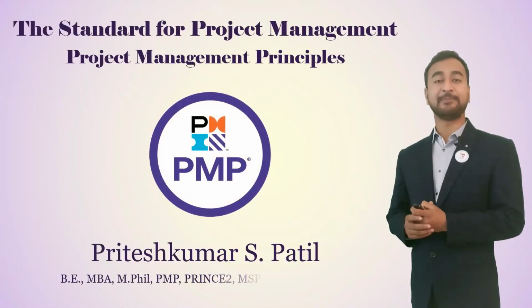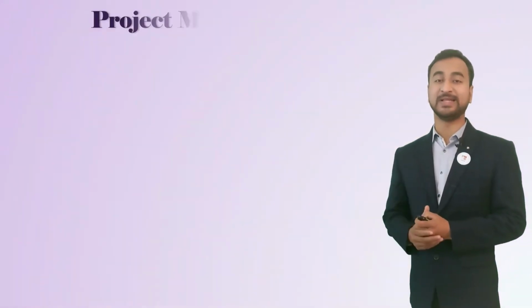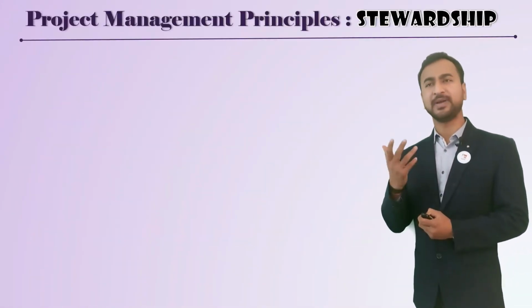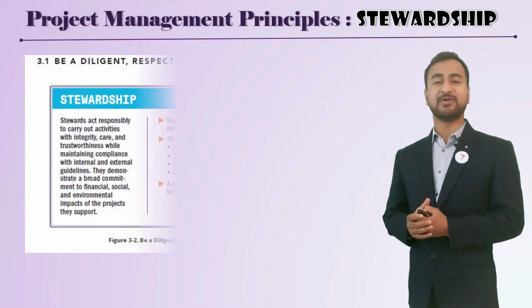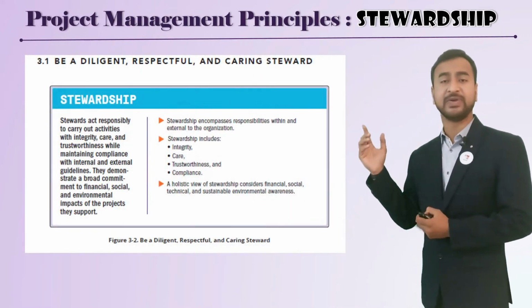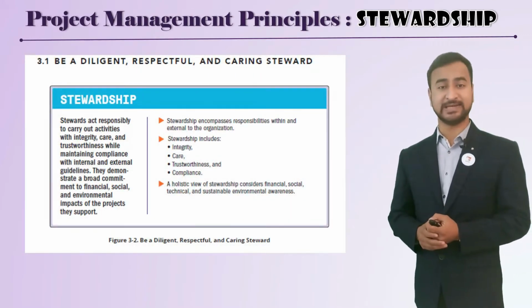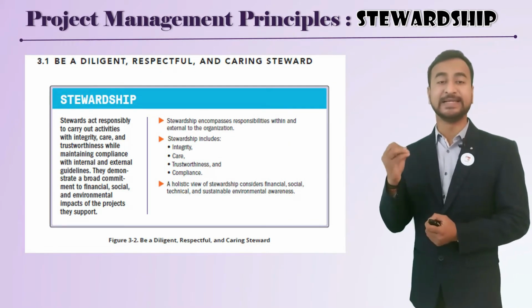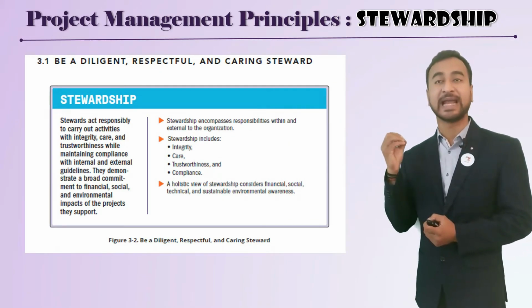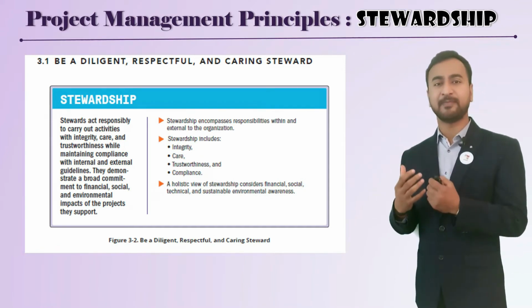So, the 12 principles of PMBOK version 7. Today we are doing a deep dive into principle 1, which is stewardship. So what do we mean by stewardship? This particular slide we took from PMBOK version 7. It means be a diligent, respectful and caring steward. So what do we mean by that?